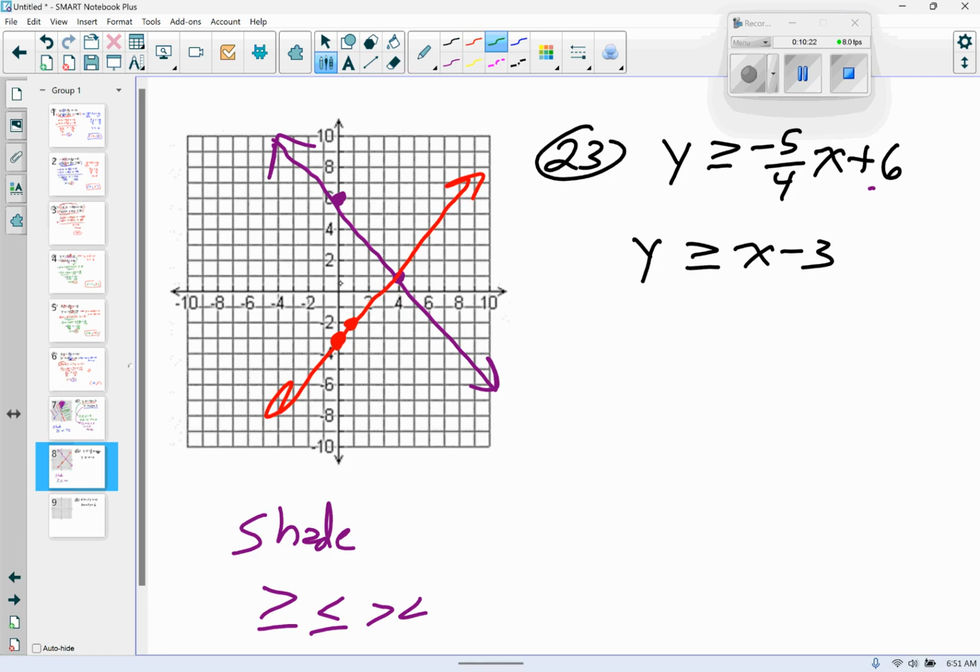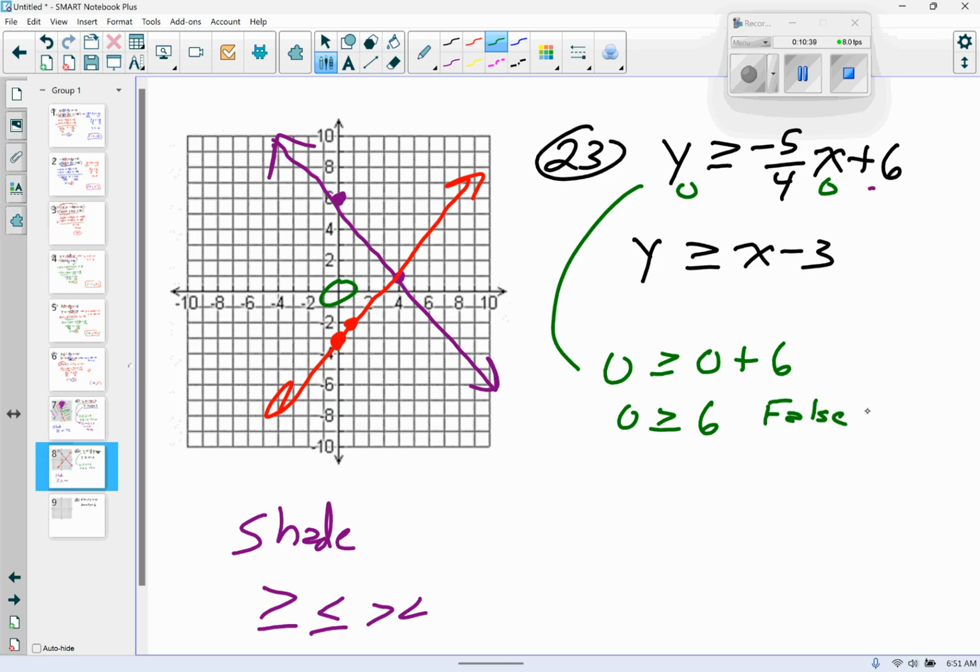So 0, 0 is still a good place to pick. So plug 0 in here, put 0 in there. So I get 0 is greater than or equal to negative 5/4 times 0 is 0. 0 plus 6 is going to give me 6. 0 is not greater than 6. This is false. So this means I'm going to shade the opposite side of the purple. This one was purple, right? Okay, so I'm going to shade the opposite side. So I'm going to shade over here. Shade that with green.